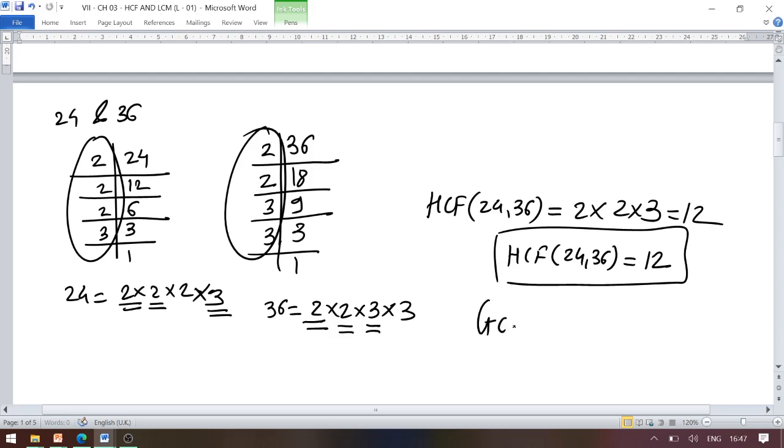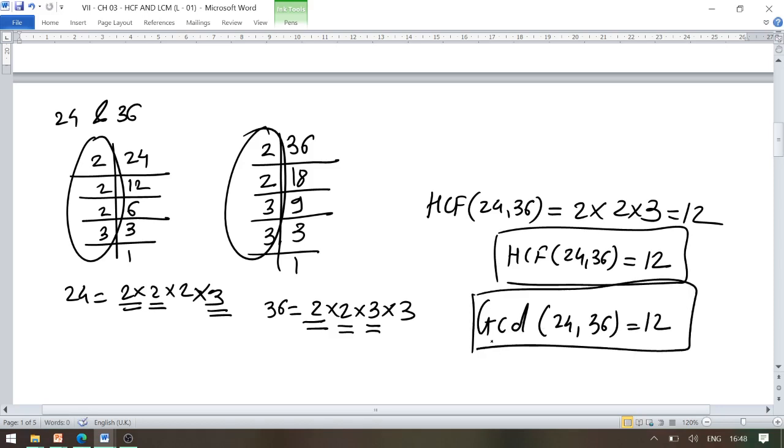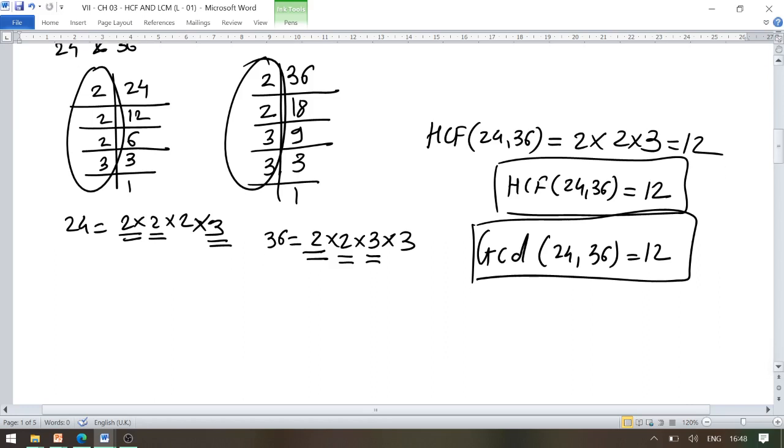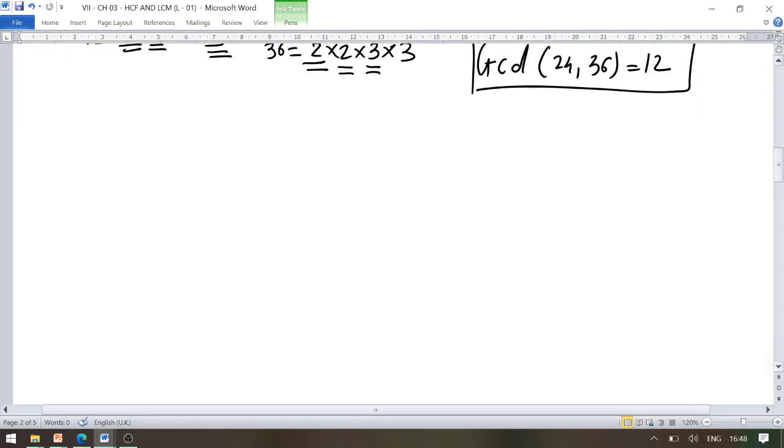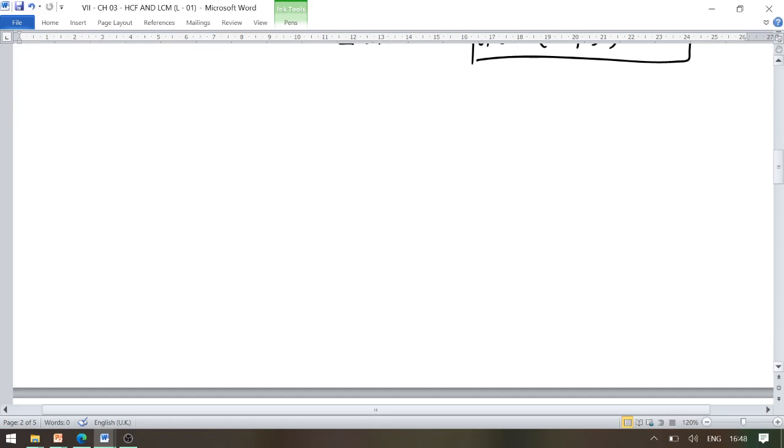Similarly, we can write it as a GCD, that means greatest common divisor of 24 and 36 is 12. So what happens if now we are given three numbers together and we are finding the HCF? Let the three numbers be 12, 16 and 28.